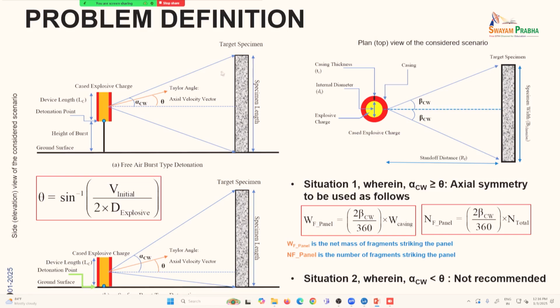And then based on the location, there is something called a Taylor angle, and the angle covered also makes a difference. So, here you have a free burst type detonation, and at the bottom you have the surface or ground burst. Then here you have it in terms of the net mass. There are some parameters it gives.